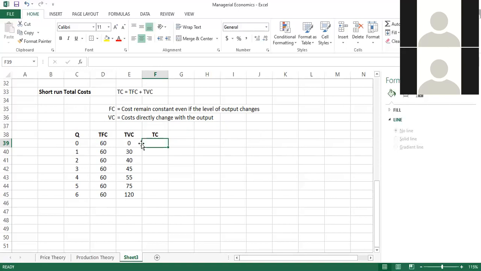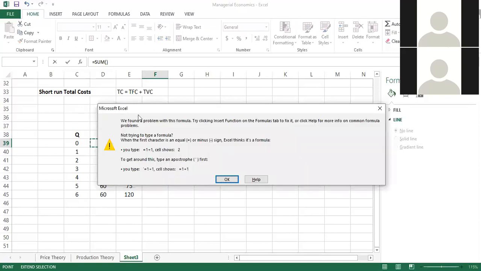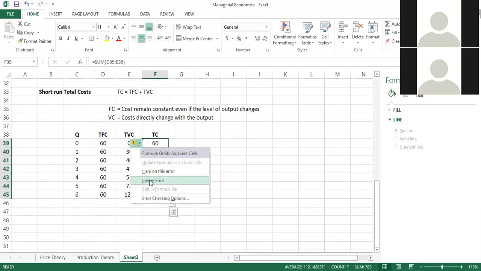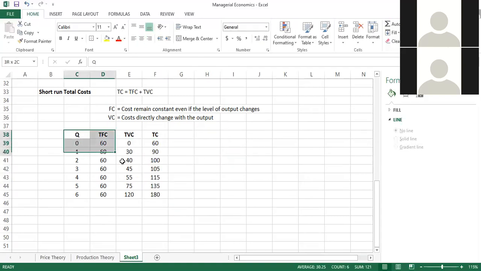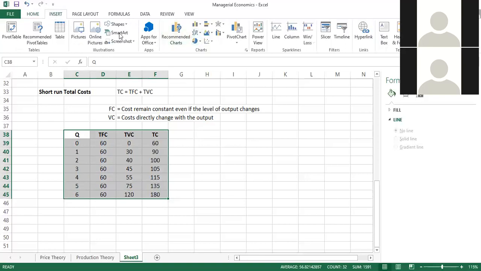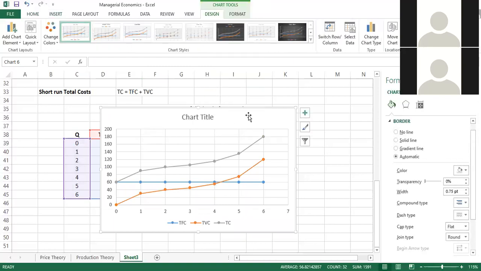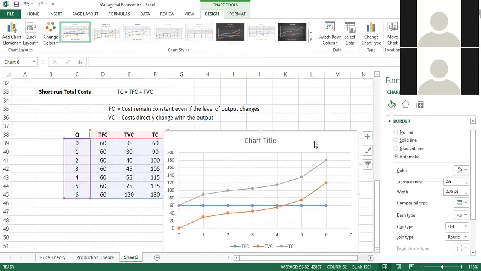And total cost is the aggregate of fixed cost and variable cost. So it will take this shape. So these are the values for the total cost, and we draw a graph. So when we draw a graph, we will get a graph like this.